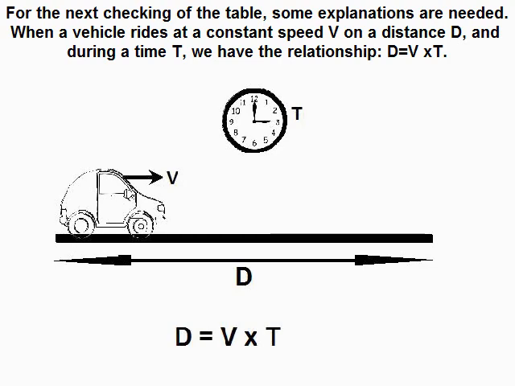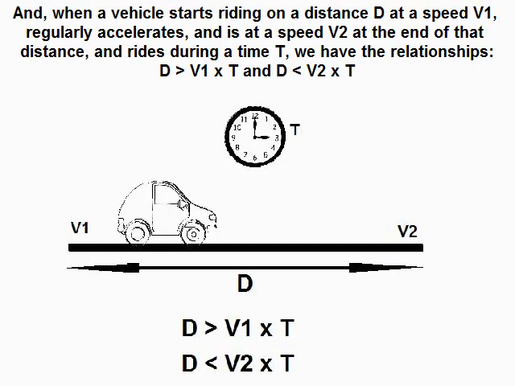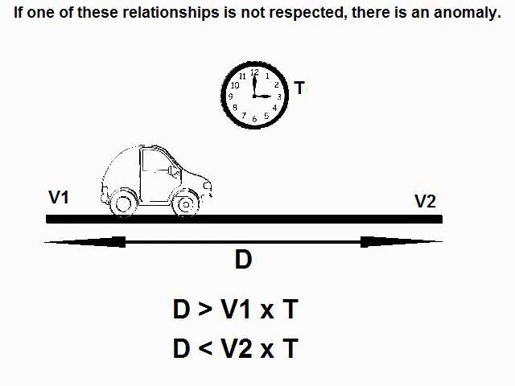For the next checking of the table, some explanations are needed. When a vehicle rides at a constant speed v on a distance d and during a time t, we have the relationship d equals v by t. And when a vehicle starts riding on a distance d at a speed v1, regularly accelerates and is at a speed v2 at the end of that distance, and rides during a time t, we have the relationships d greater than v1 by t and d smaller than v2 by t. If one of these relationships is not respected, there is an anomaly.